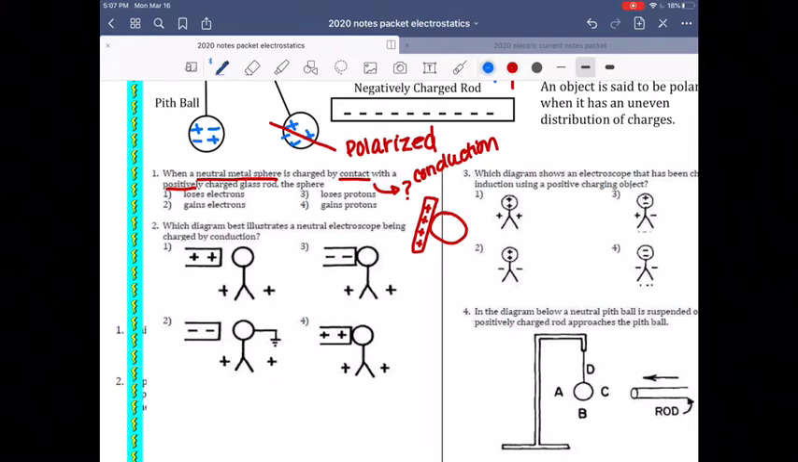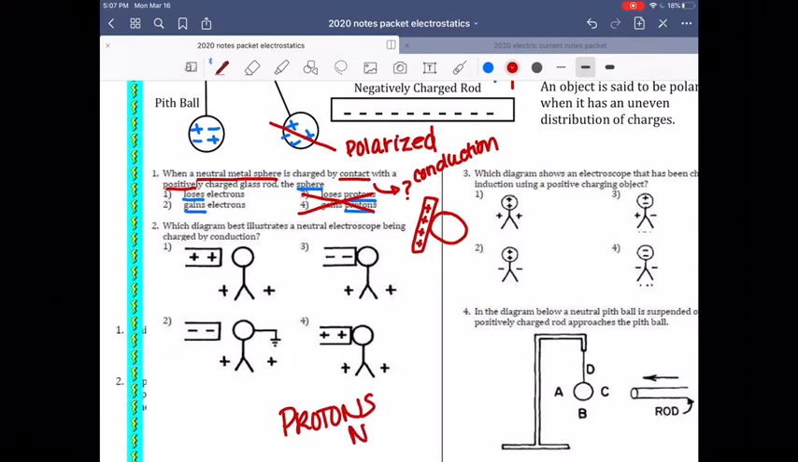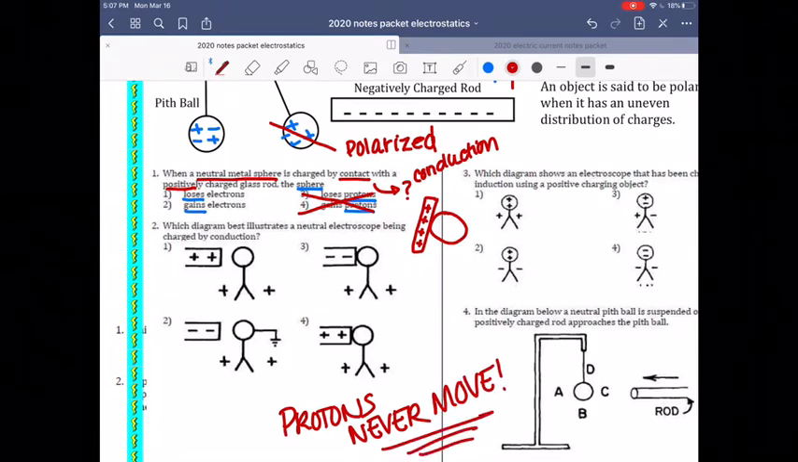And I told you a little trick about looking at the answers. Does the sphere lose electrons, gain electrons, lose protons, or gain protons? And immediately cross out any answers that have protons. Those are always wrong. Protons never move. So if you ever get a question asking you about protons, just cross out the answers.